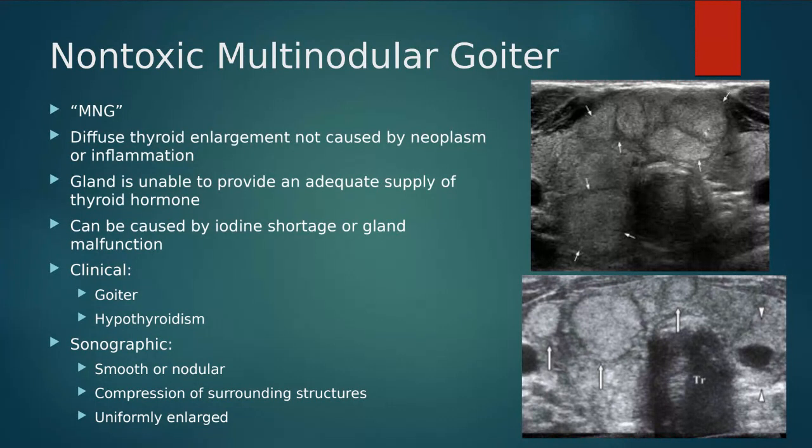Now, clinically, we are going to be able to feel that goiter. It's going to feel like a very enlarged thyroid on the anterior neck, and they are going to have hypothyroidism, again, because we don't have the adequate supply of these thyroid hormones. On ultrasound, we can see a smooth thyroid, but we are usually going to see a nodular thyroid. We're going to see compression of the surrounding structures depending on how big this goiter is, and we are going to see it enlarged in a uniform sense. So this means that the right lobe and the left lobe are both going to be enlarged. It's not going to be one or the other or small regions enlarged. This whole thing is going to be enlarged.